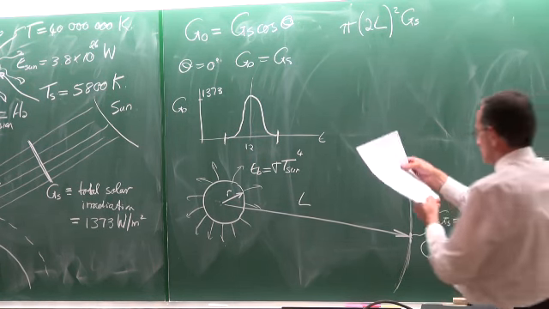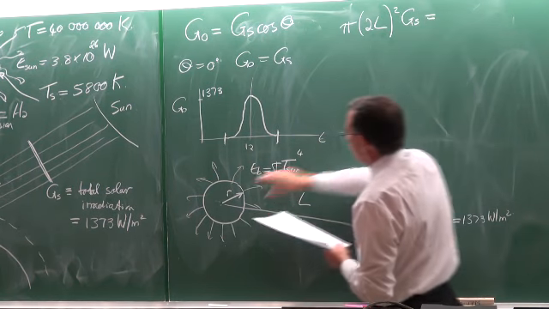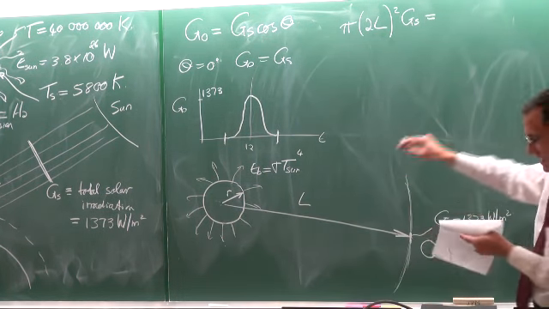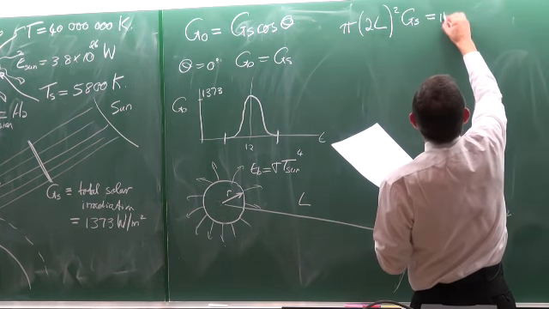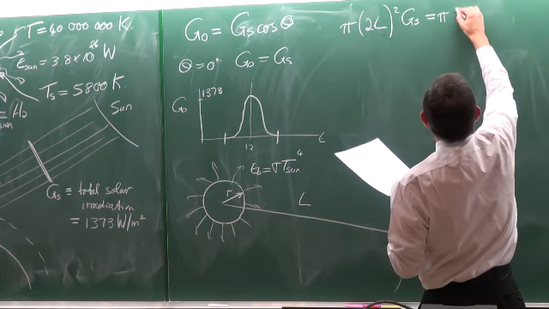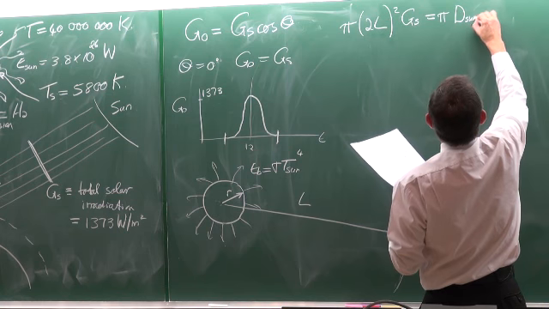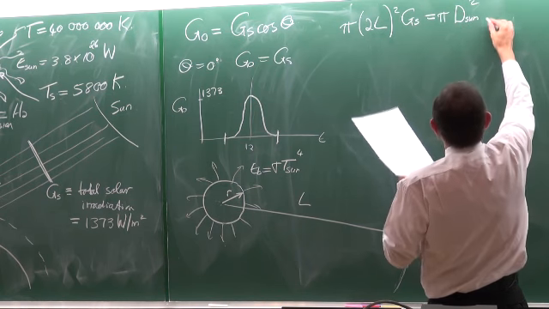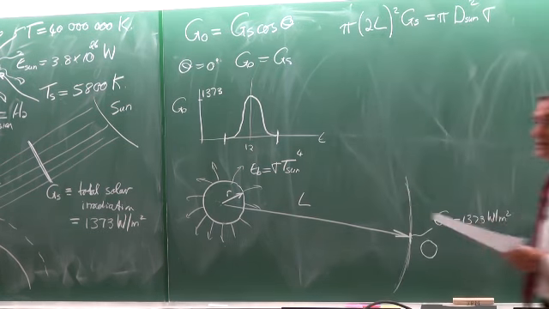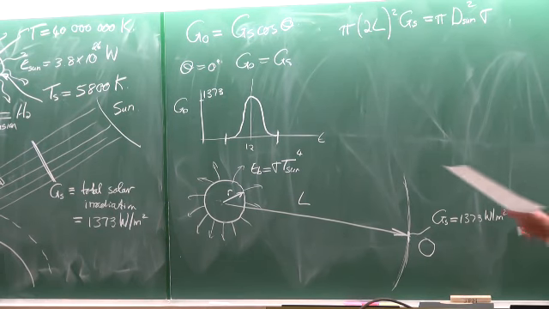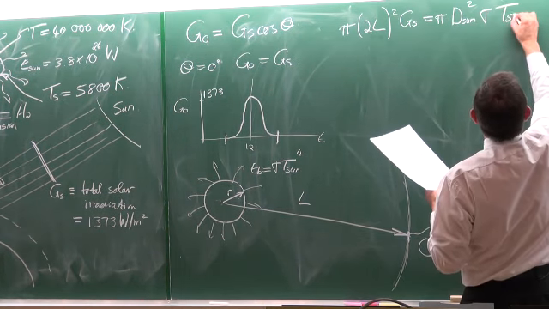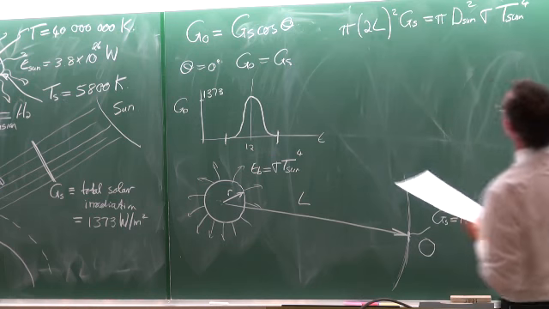We take a sphere around the sun, pi multiplied by the diameter 2L squared, times Gs, which we've measured, and that must be equal to what is being radiated by the sun. That is equal to pi multiplied by the diameter of the sun squared, multiplied by the Stefan-Boltzmann constant, multiplied by the temperature of the sun to the fourth.